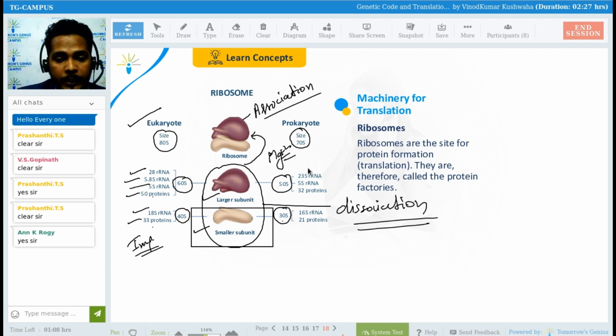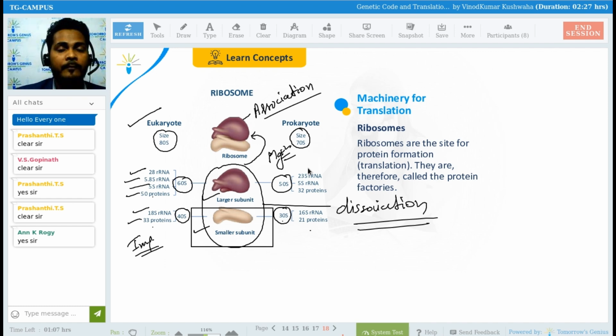Now here in case of prokaryote, you can see that is 23 sRNAs, then 5 sRNAs, then 32 proteins. Similarly in here, that 16 sRNAs, 21 proteins, right? So these are the complete informations about the ribosomes, which is called the protein factories. This is a protein factory.